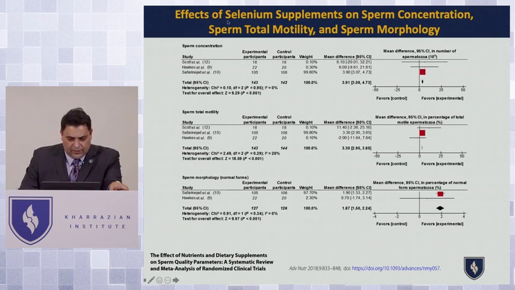First was selenium. Remember, anything that crosses the line means it was statistically significant, that it had some type of impact. If it goes to the right, it favors using selenium. So selenium was shown to improve sperm concentration, sperm motility, and sperm morphology. So these are all favorable when you look at the trials published.